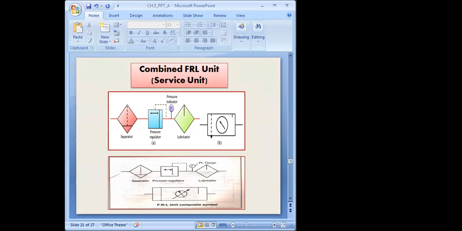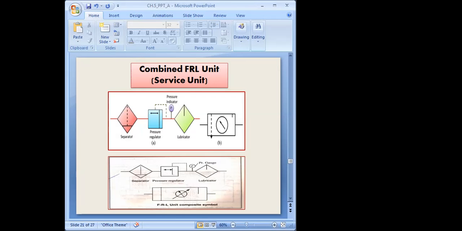So when you combine all these three elements, filter, regulator, and lubricator, it is called the FRL unit, which is used for the pneumatic system. Please see that it's a combined symbol also.